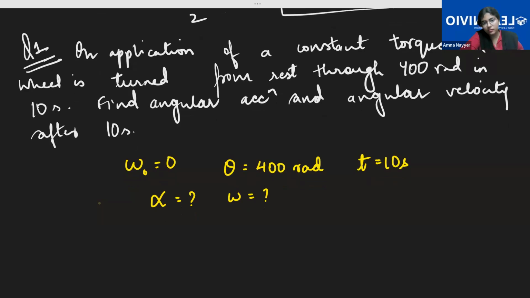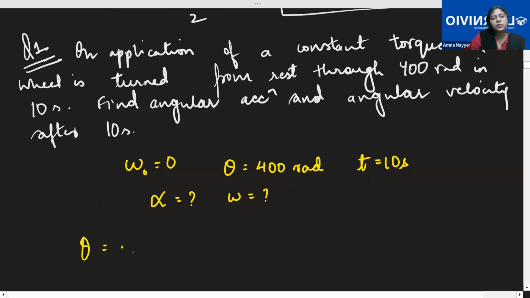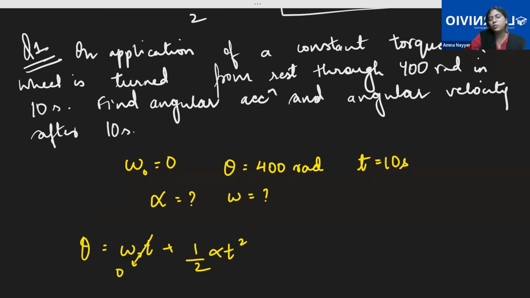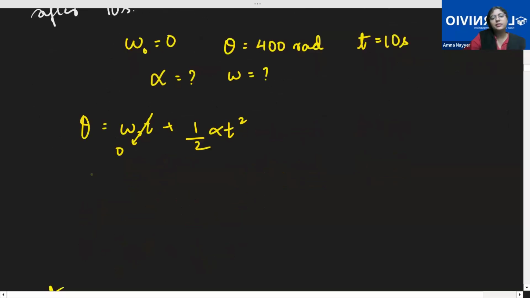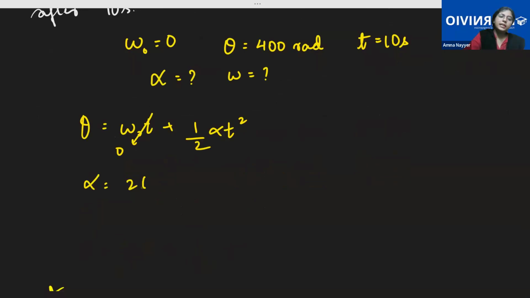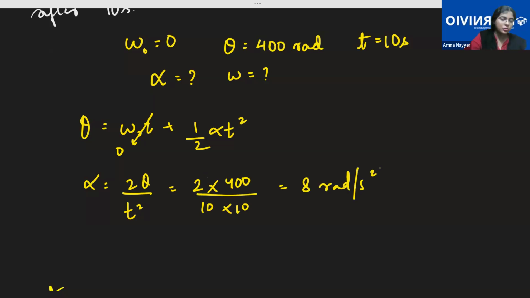Theta is equal to omega naught t plus half alpha t square. Here omega naught will be 0, so we will get theta as 400. So alpha will be 2 theta by t square. So 2 into 400 by 10 into 10, that is equal to 8 radian per second square.